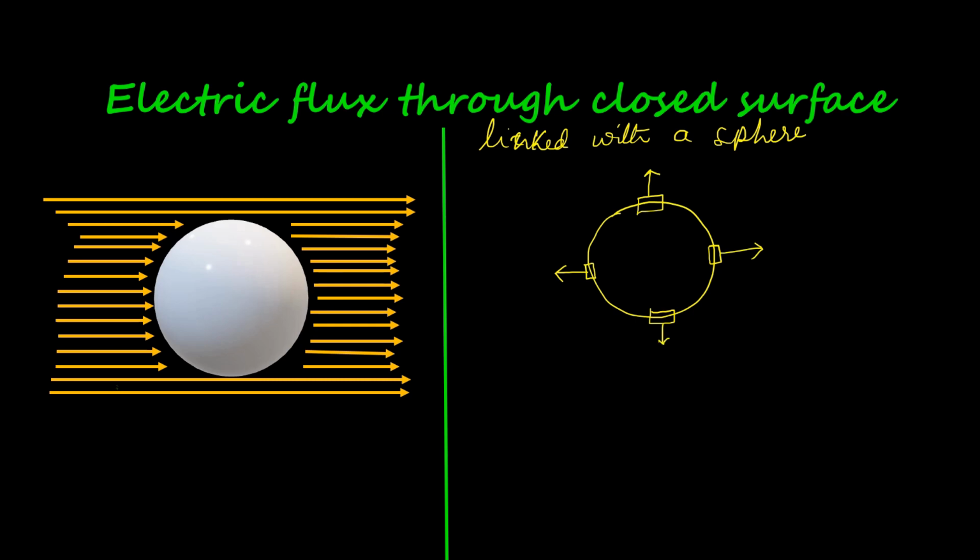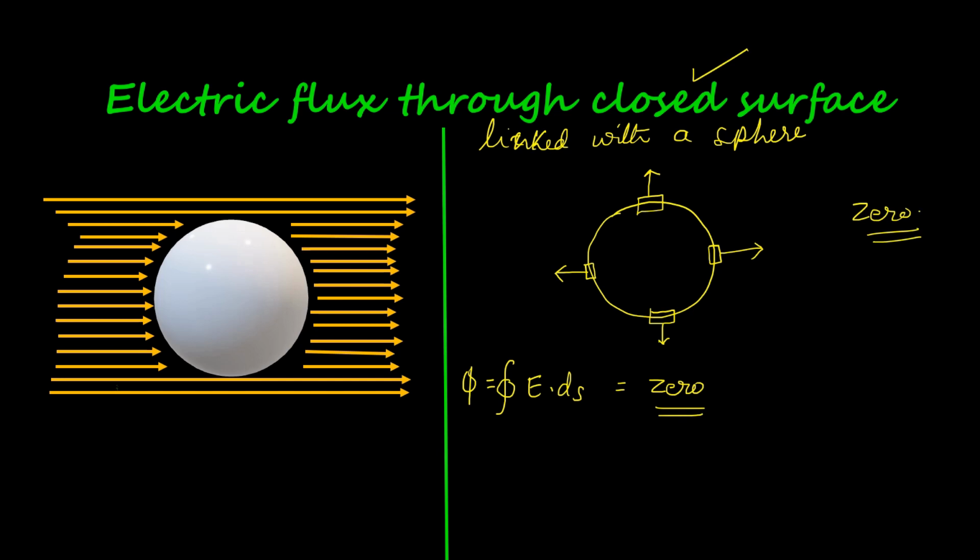Remember, for closed surfaces, the outward direction of the area vector is considered. That is the convention. So the total electric flux, that is the closed integral of the electric flux of the various elements in the sphere, will be equal to 0. That is, the closed integral of E dot ds will be 0. So the total electric flux for a cube or a sphere kept in an external electric field will be equal to 0. Remember this point.